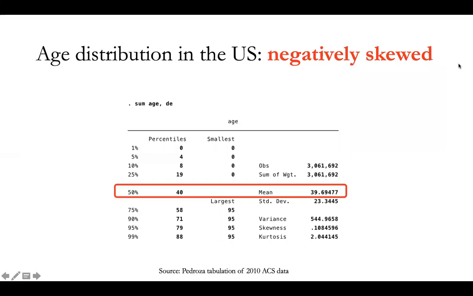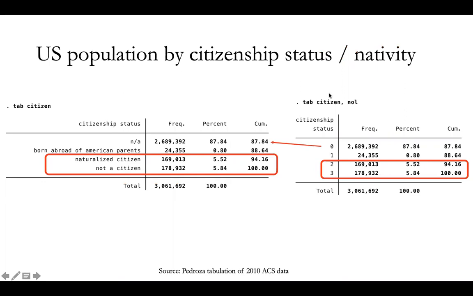Here's an example of a negatively skewed distribution. It's ever so slightly negatively skewed because the median is 40 years old and the mean is 39 years old. So they're really close, but technically this is a negative skew, and I think it's easier to see if we plot it as a histogram, which we'll do in a moment.